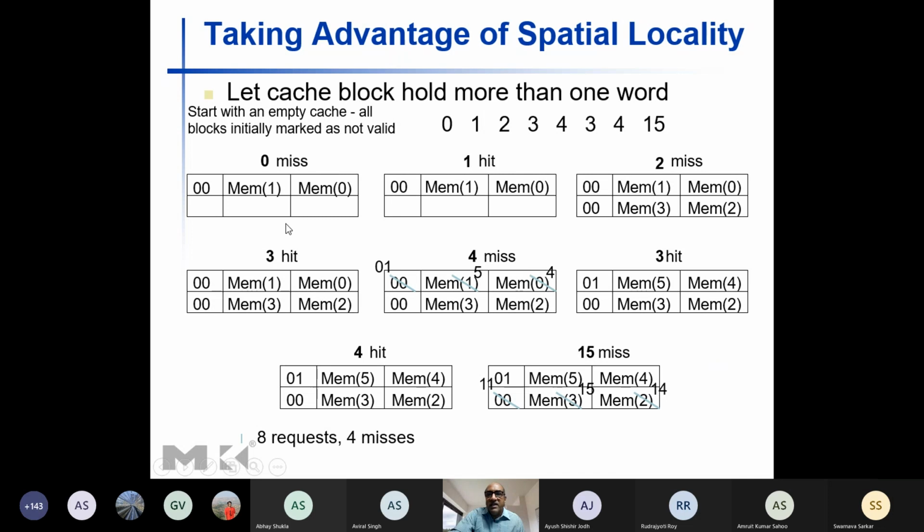So here for these 8 requests, if you manage the cache with a block size of 2 words, it results in only 4 misses.